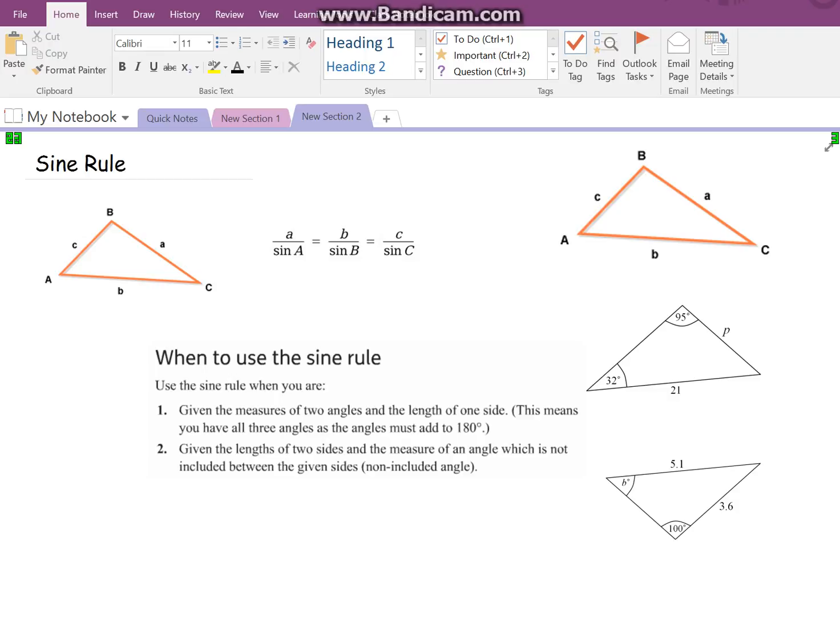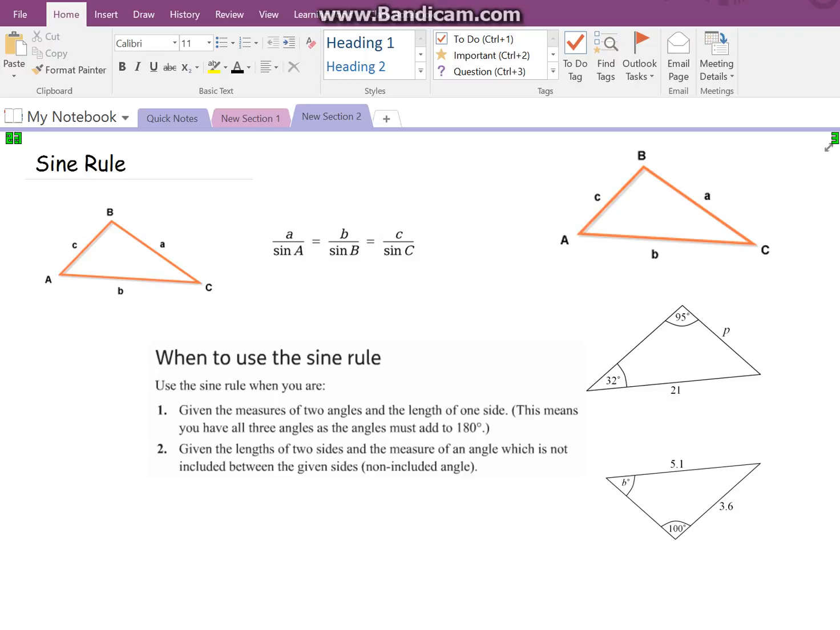As you can see from the pictures I put up here, the 4 triangles on this page, none of them are right angle triangles, so I'm either going to use sine rule or cosine rule to solve them. A few things you need to recap on. Everyone needs to know that the 3 angles inside a triangle add up to 180 degrees.